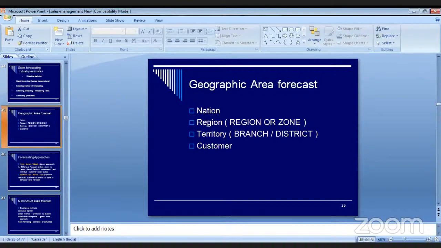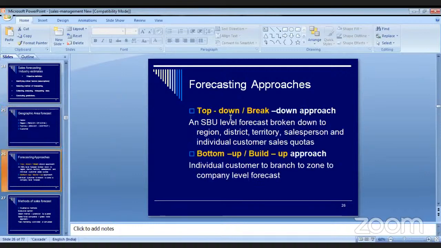Regional means a zone-wise territory, a branch, you can say a district, then branch, then the ultimate customer, down to village level where you will sell the product. So you are forecasting considering the geographical coverage. Then the forecasting approach is the top down method and the bottom up method.